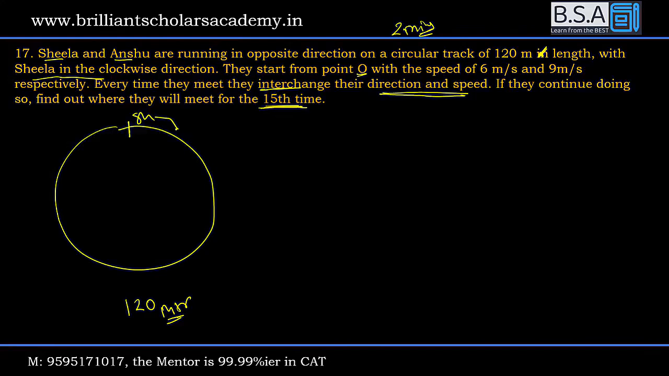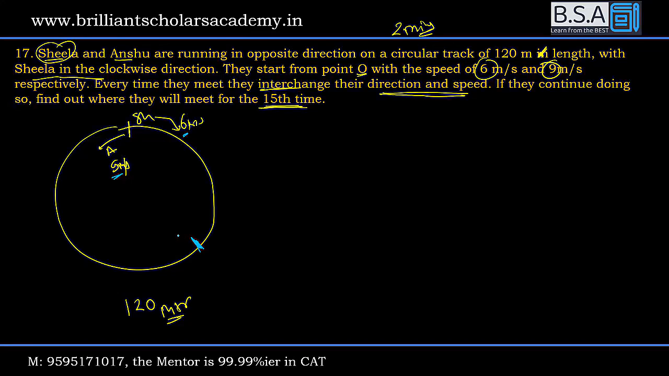Sheila is going clockwise, and the first person's name is Sheila. So the first speed is of Sheila, and Anshu goes in the opposite direction. Second person, second speed. See, as soon as they meet somewhere, this is the faster one, this is the slower one. So imagine they meet here.